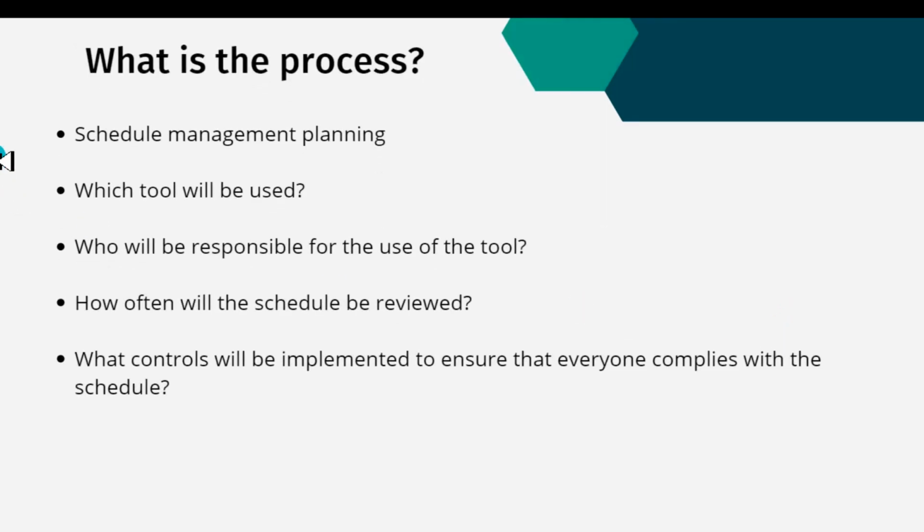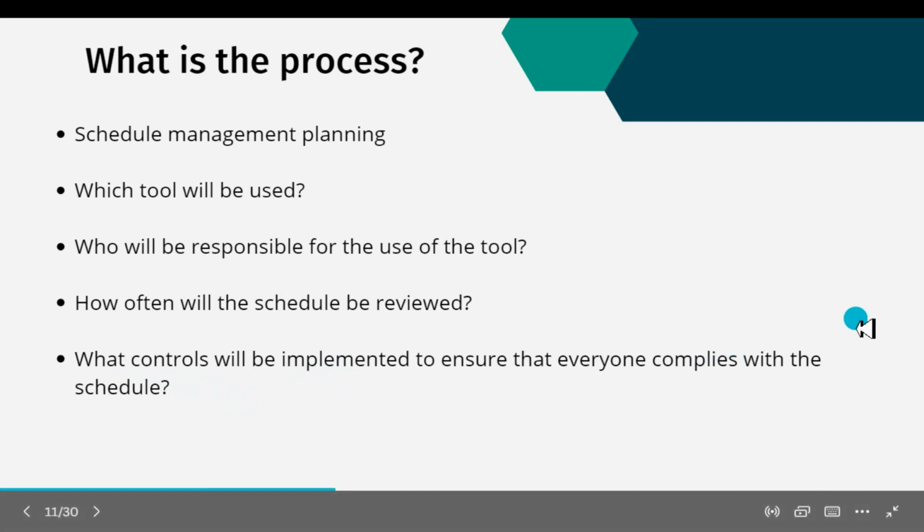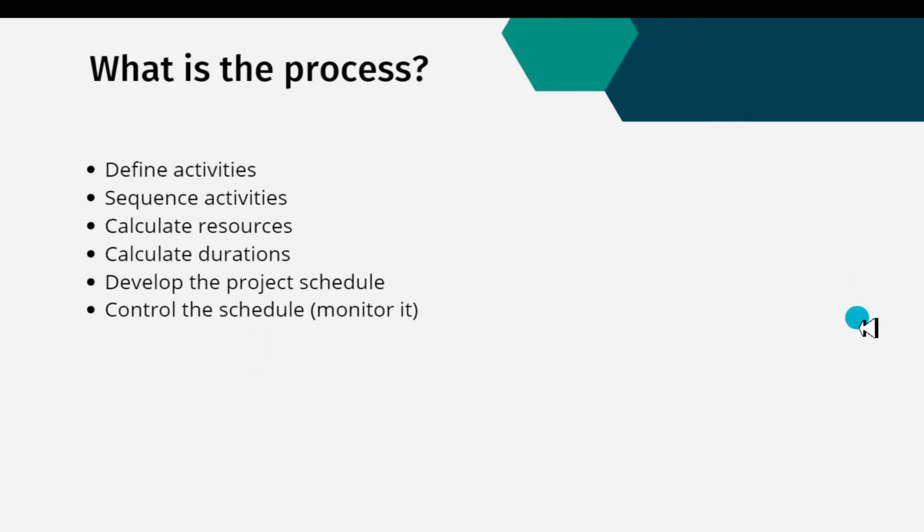What is the process? Schedule management planning: which tool will be used, who will be responsible for the use of the tool, how often will the schedule be reviewed, what controls will be implemented to ensure that everyone complies with the schedule. The process continues: define activities, sequence activities, estimate resources, estimate duration, develop the project schedule, control the schedule, monitor it.